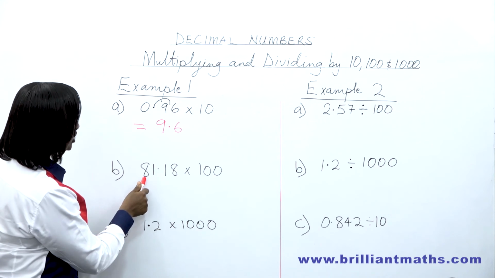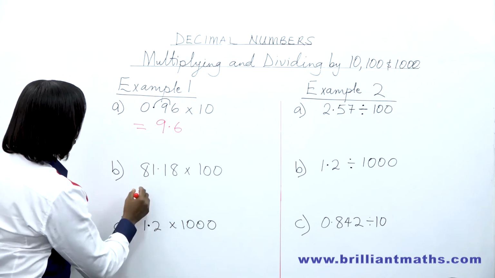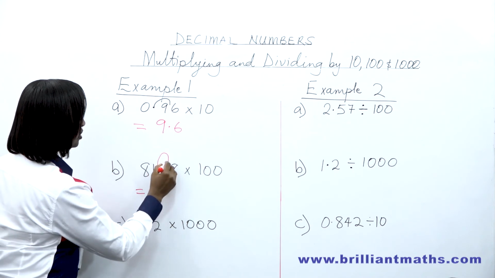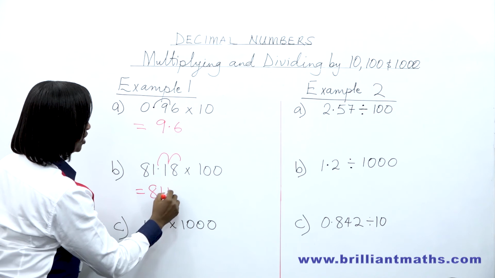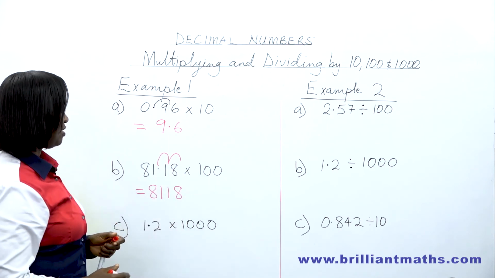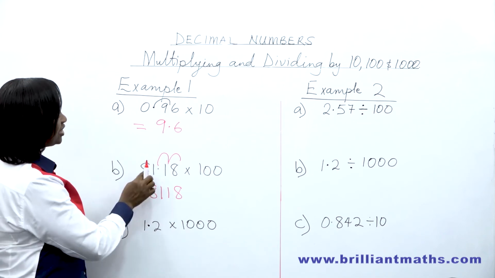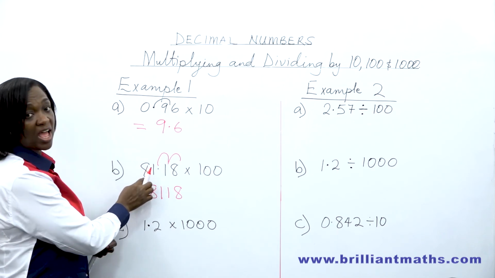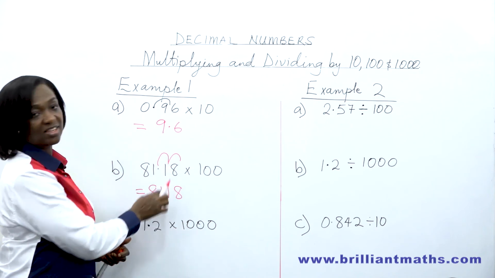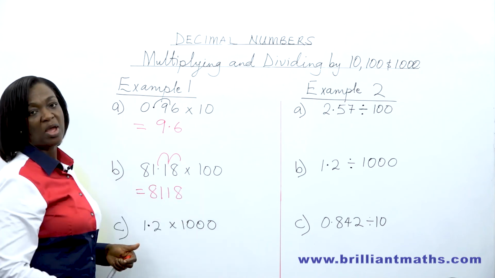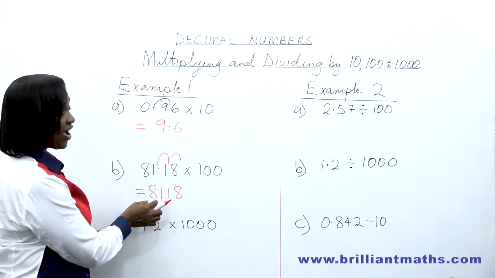So 81.18 times 100 becomes 8118. That's the answer. The place value of the original digits is 8 tens and 1 unit, and then 1 tenth and 8 hundredths. But when you multiply it by 100, the values now become 8,118.